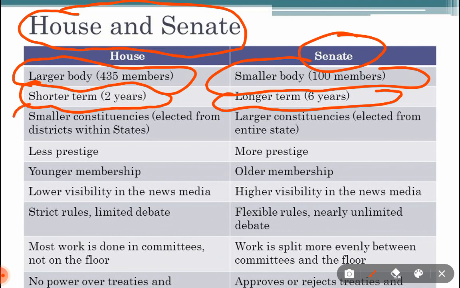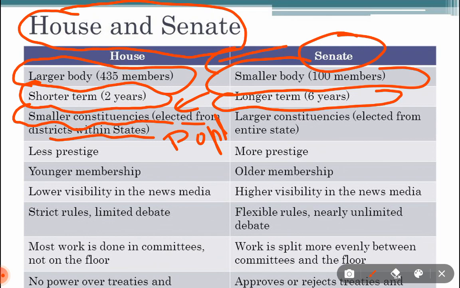Members of the House have smaller constituencies. They are elected from districts within states. So there are various districts within the various states, and the number of constituencies depends upon the population. States with bigger population have more constituencies, and that's why they have more members.